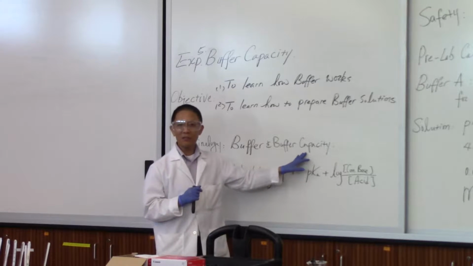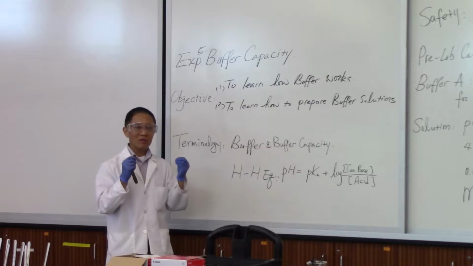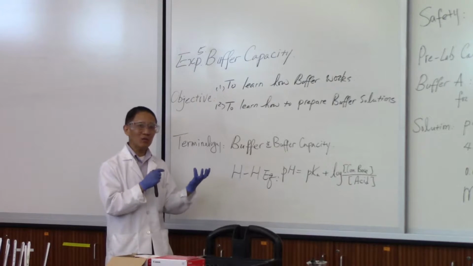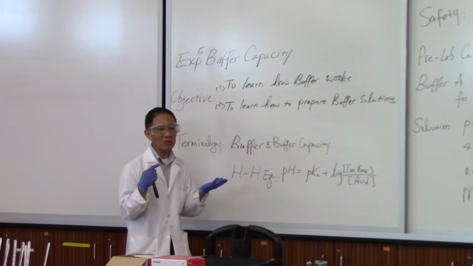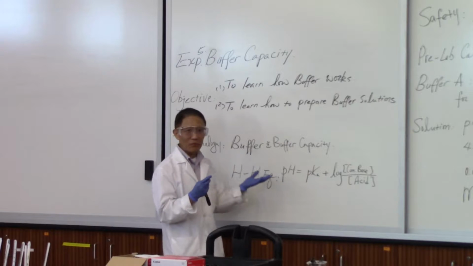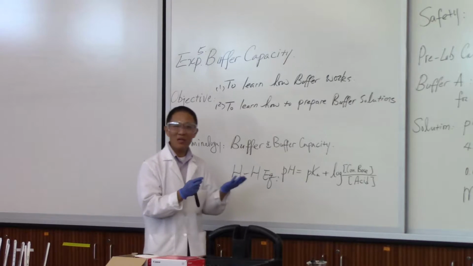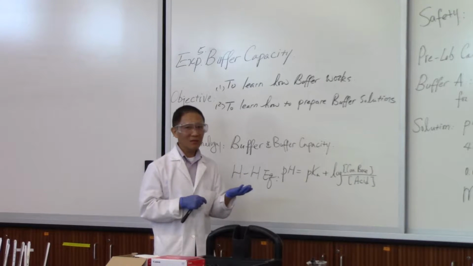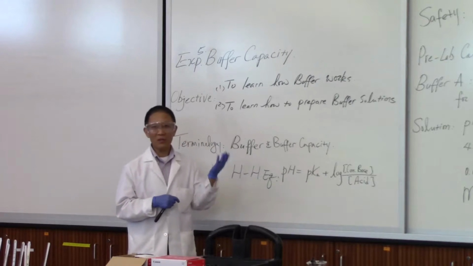Buffer capacity, well, this term refers to how much extra acid or base we need to add into a fixed quantity of buffer solution in order to eventually change the pH. Say, a buffer can resist pH change, but there's always a limit. If you have, say, 10 milliliters of buffer, and you dump a gallon of acid in there, the pH will go down, right? And if you dump gallons of base in there, the pH will go up.